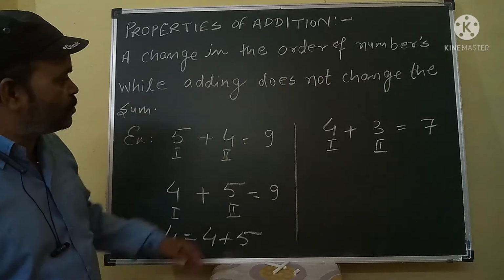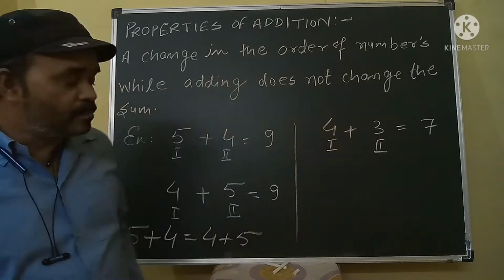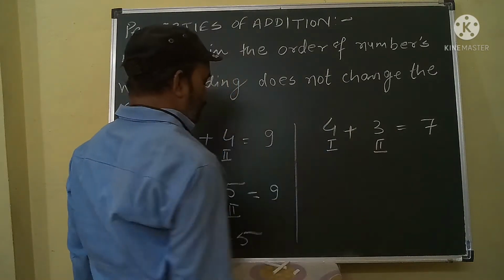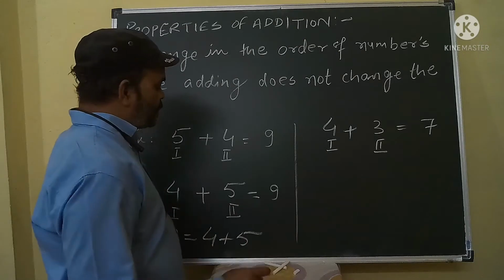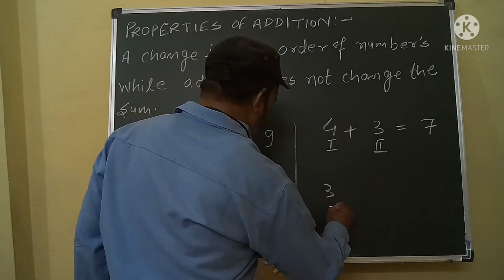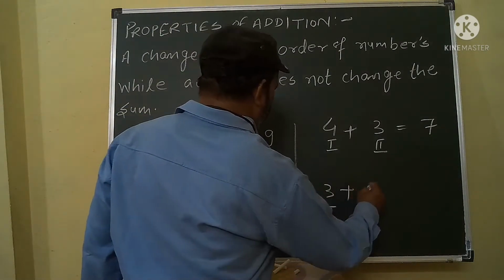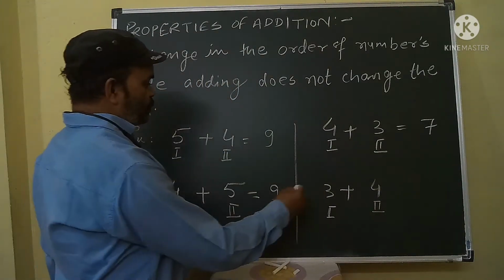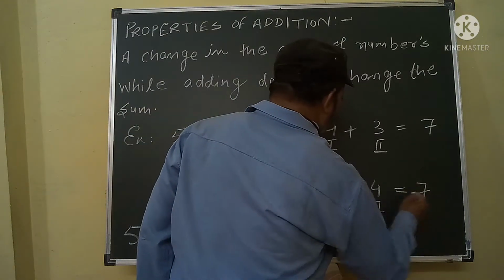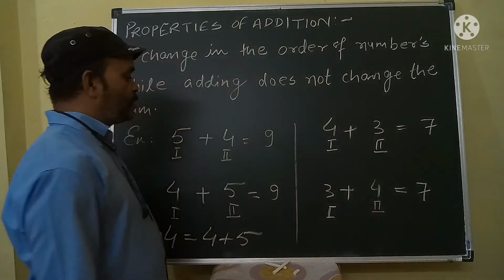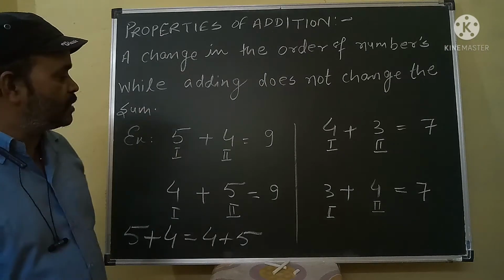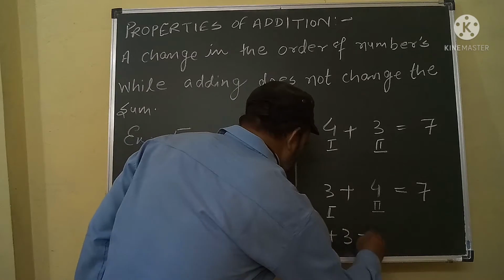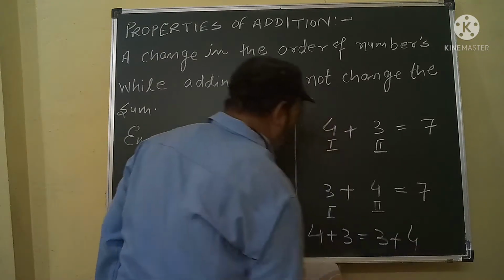If we change the order of 4 and 3, as you are looking, in the first example 3 is in second place. Now we write 3 in first place and 4 in second place. So what will you get? 3 plus 4 is equal to 7. Therefore, 4 plus 3 is equal to 3 plus 4.